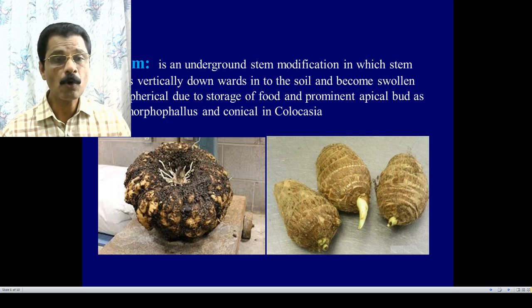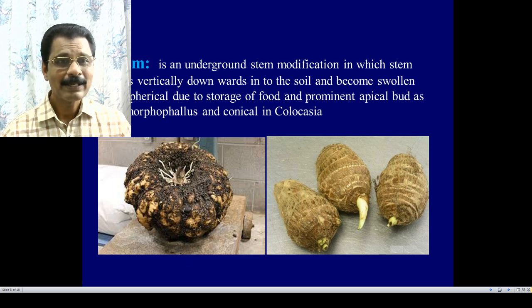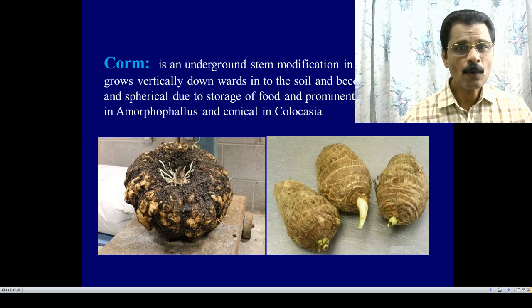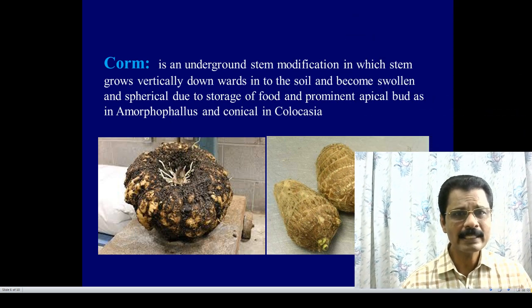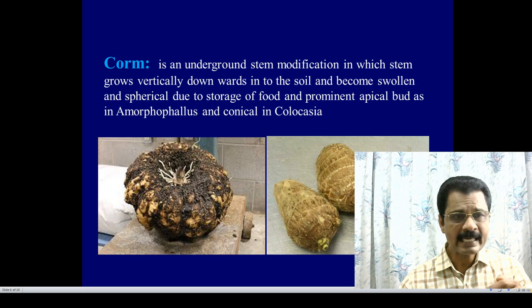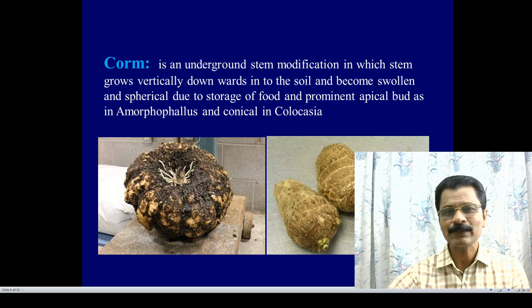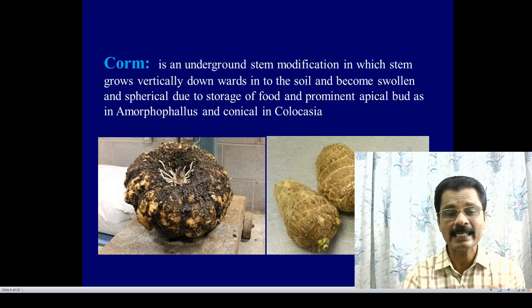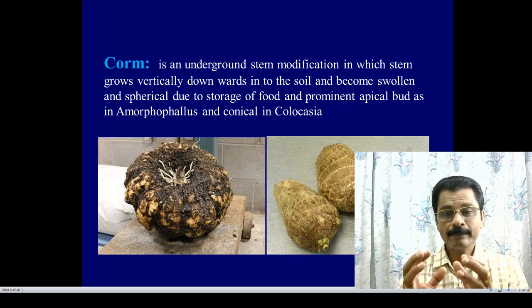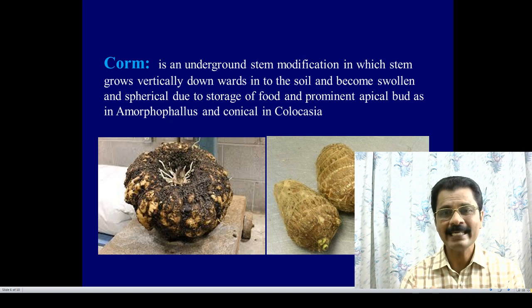Then another one is called corm. What is corm? Corm is also an underground stem modification in which the stems grow vertically downwards into the soil and it stores food material and becomes swollen and spherical, or sometimes it is conical in shape.